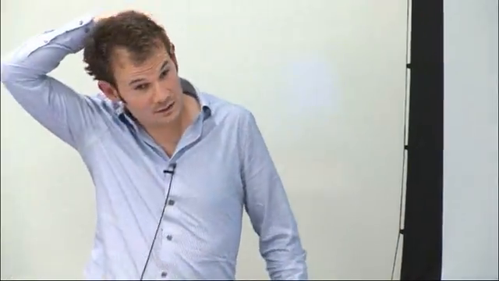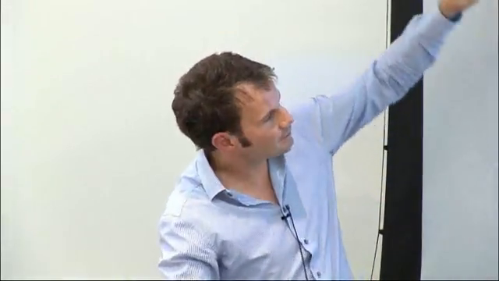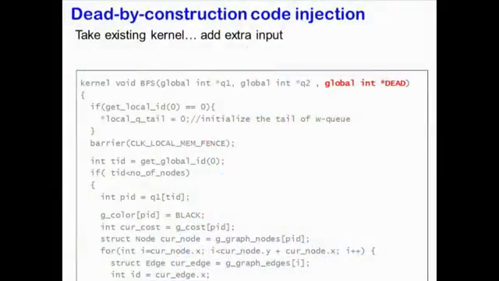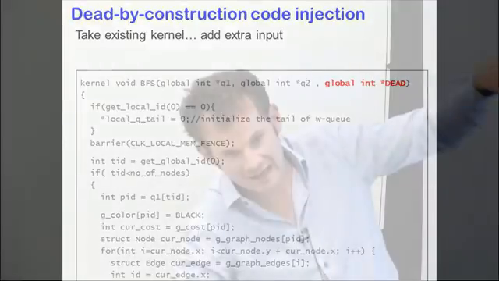Okay, so the idea here is, suppose you've got an existing piece of code. This is a fragment of a real OpenCL kernel that does breadth first search. Then what we can do is add a new parameter to it. This is a parameter which is an array called dead, and this is something we've added.